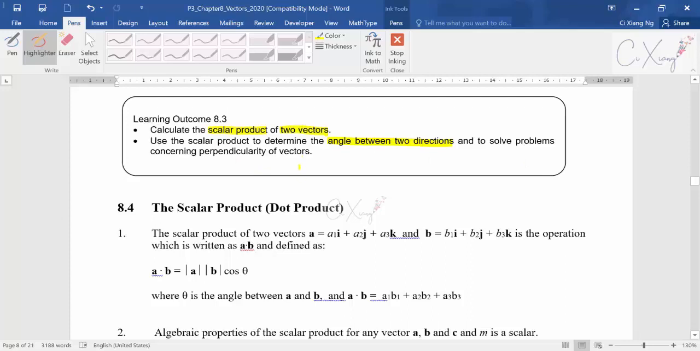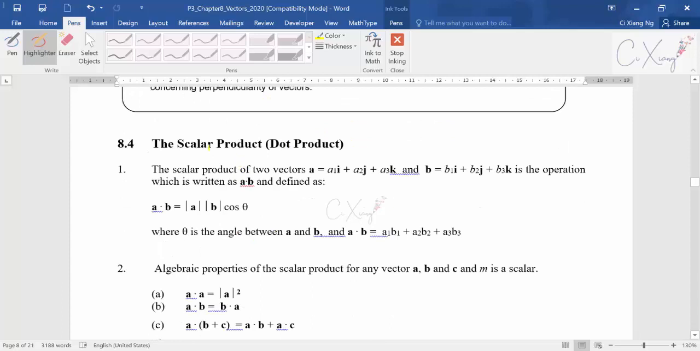The main idea that we are talking about for this whole video is the scalar product and also the angle. So what is the scalar product? The scalar product generally has another name. We call it the dot product. So please remember this word. They are the same.